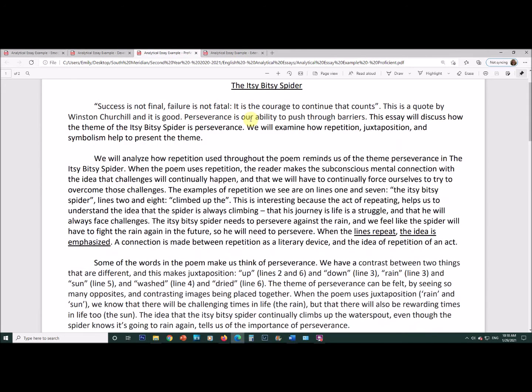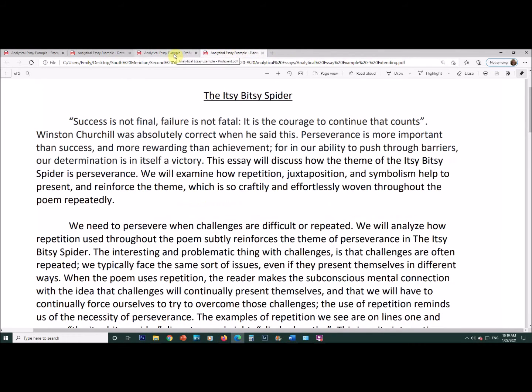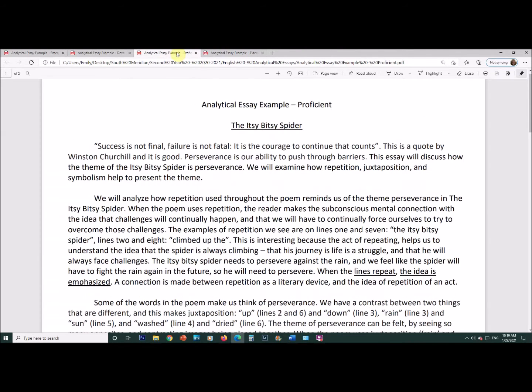So the proficient essay has the same content as the extending, but it's the ability to argue eloquently that is missing in the proficient essay. That's the difference.